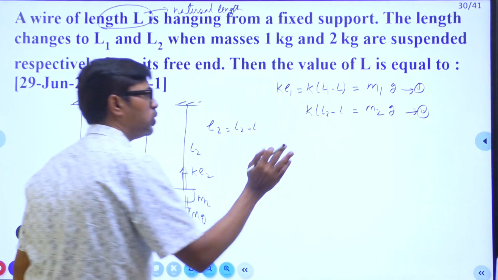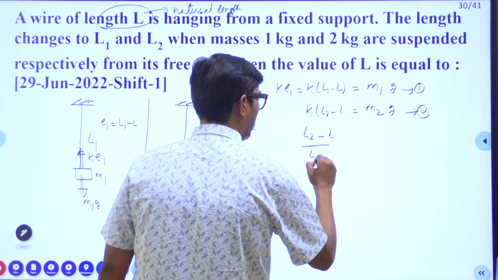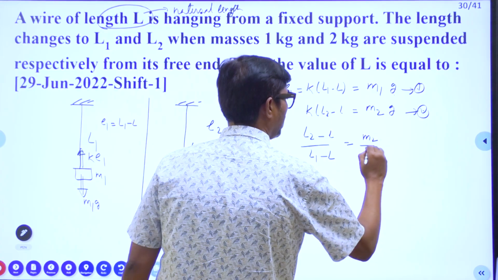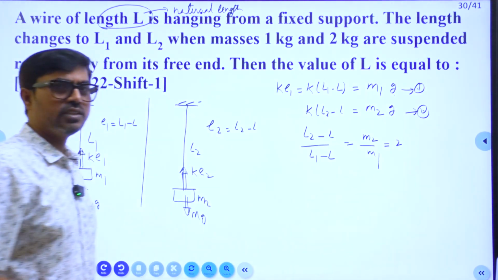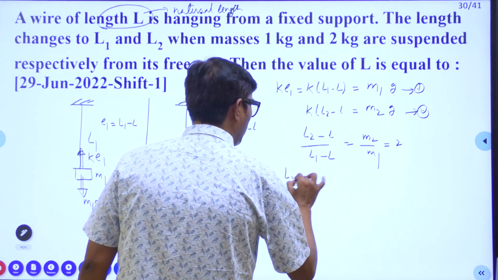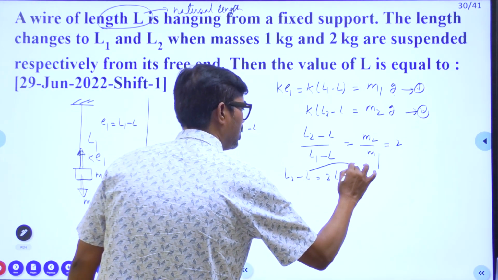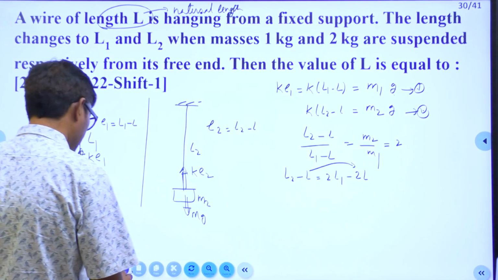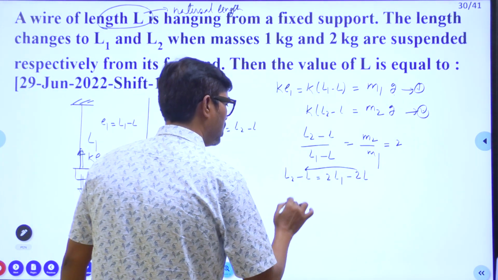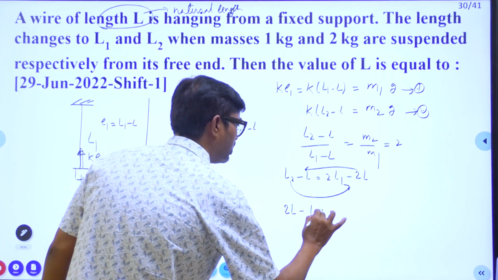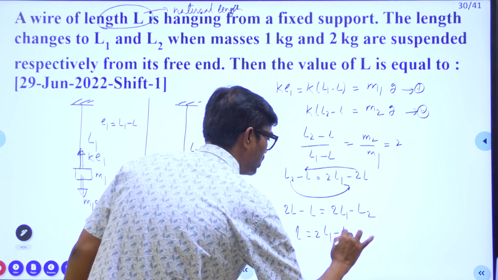Now take the ratio, K will cancel out. We don't need K. What do I get? L2 minus L divided by L1 minus L equals M2 by M1. M2, M1, 2 and 1 you have, that is 2. Just take the cross multiplication, you will get L in terms of that. Say L2 minus L equal to 2L1 minus 2L. So let us take 2L this side and L2 this side. 2L minus L equals 2L1 minus L2, or L equals 2L1 minus L2 is what you are getting.